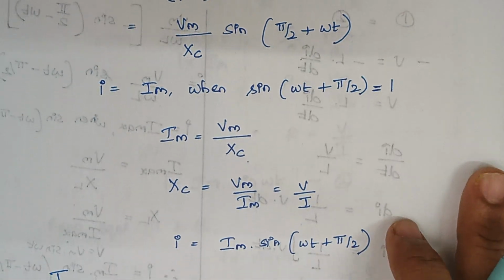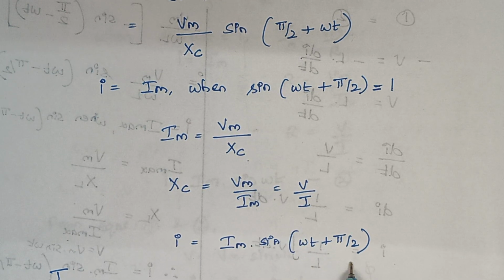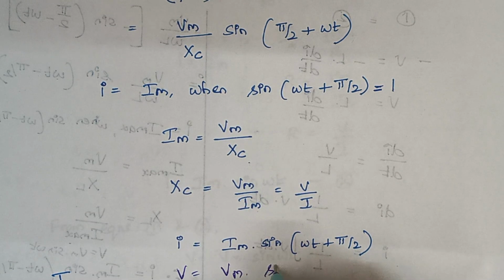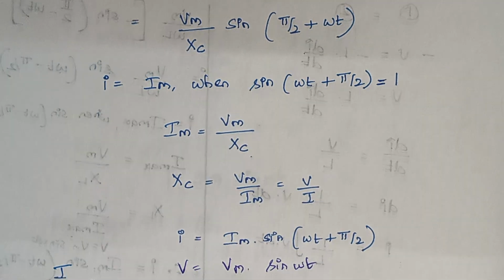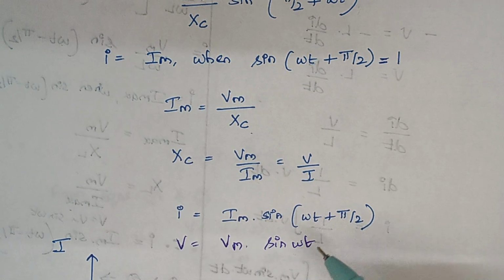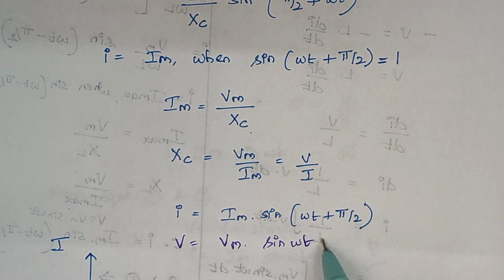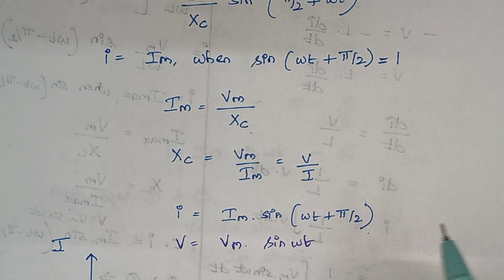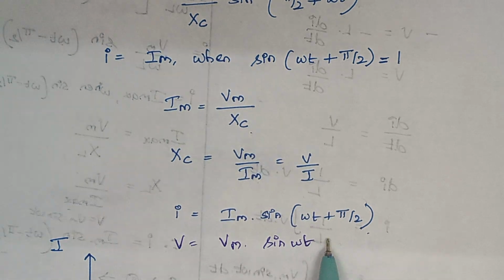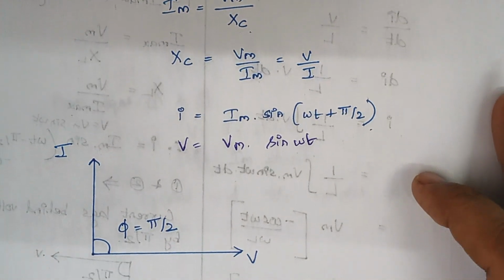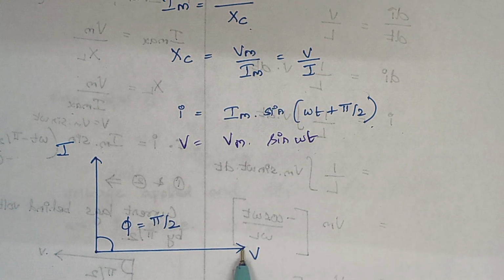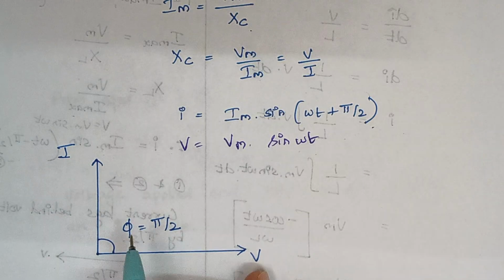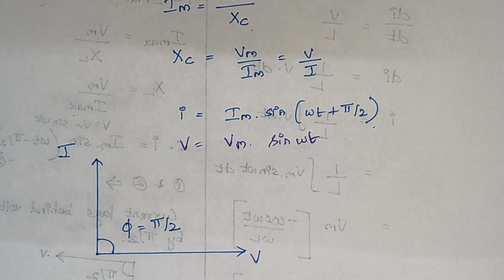Now what is the expression for I? This is your expression for I. What is the expression for voltage? It is nothing but Vm into sine of omega t. Right, when you compare these two expressions again, you see here there is an angle of pi by 2. So what does this pi by 2 mean? That is, the current leads the voltage by pi by 2. So the diagram is like this. Here we are having a voltage, here we are having a plus pi by 2. Therefore the current leads the voltage by an angle of pi by 2 here.